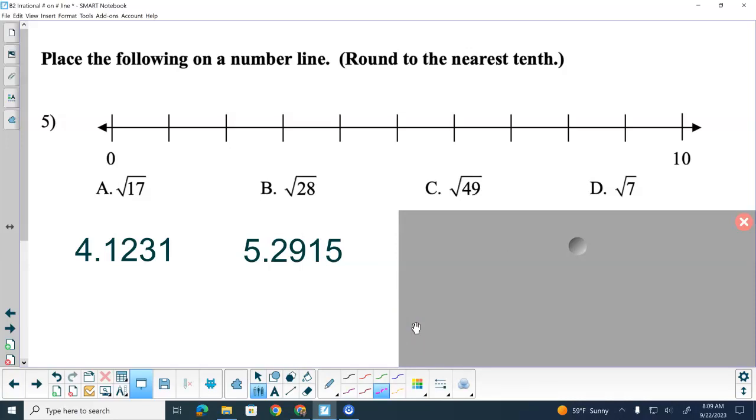$5.2915-ish? Somebody other than Jesse. What's the square root of 49? 7, right? Just straight up 7.